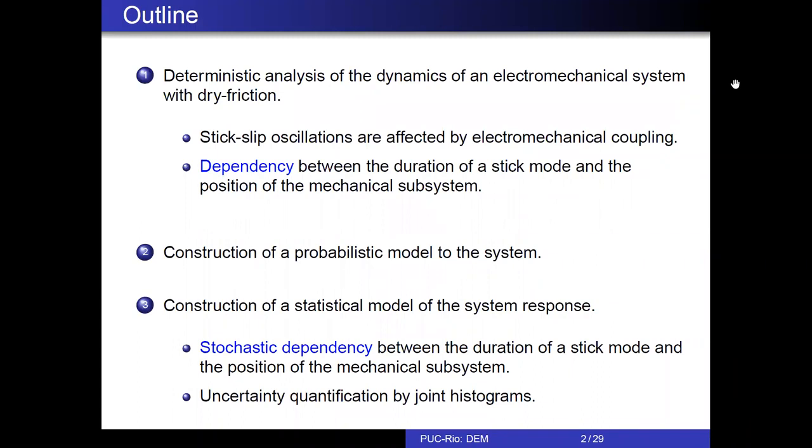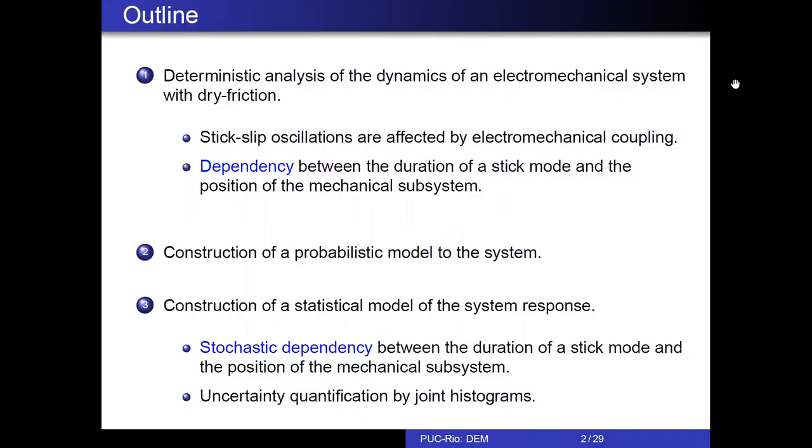I'll start this presentation making a deterministic analysis of the dynamics of the electromechanical system with dry friction. We're going to see how stick-slip oscillations are affected by electromechanical coupling, in the dependence between the duration of the stick modes and the position of the mechanical subsystem of the electromechanical system. After, we'll construct a probabilistic model for the system. And finally, we'll construct a stochastic model for the system response.